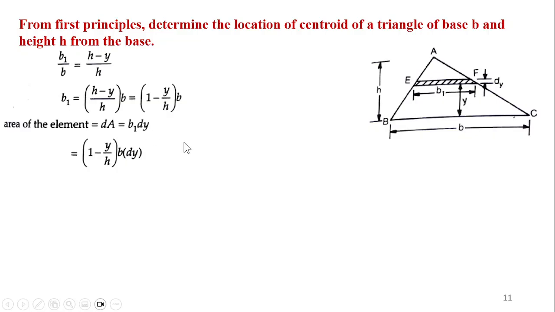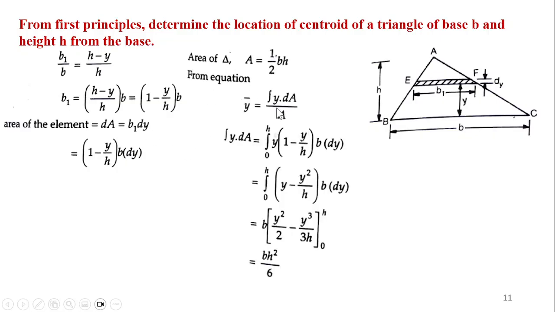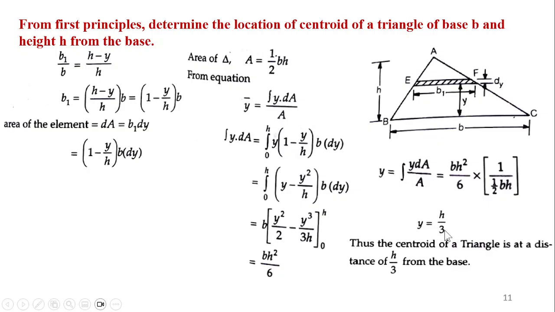Then I am trying to find the first moment. The first moment is nothing but the integral of y dA, where y is the perpendicular distance. Y and dA you have here, and we integrate the whole thing. That comes out to be bh square divided by 6. Divided by the area of the total triangle, which is half into b into h, that gives the location of the centroid: y equals h by 3 from the base.